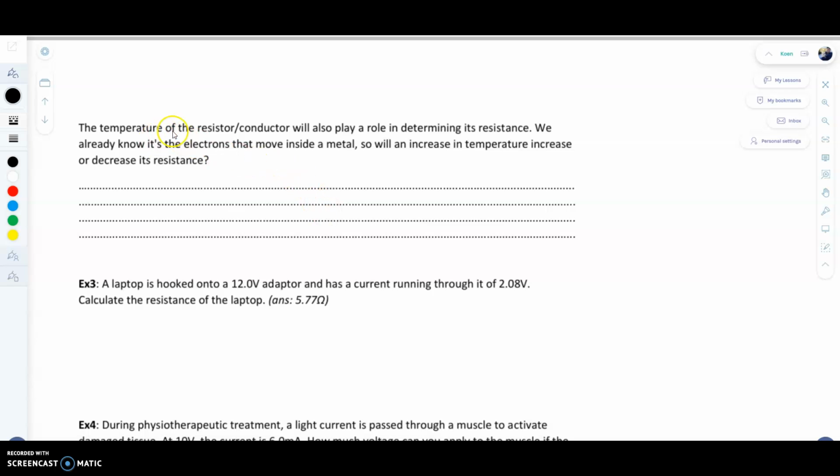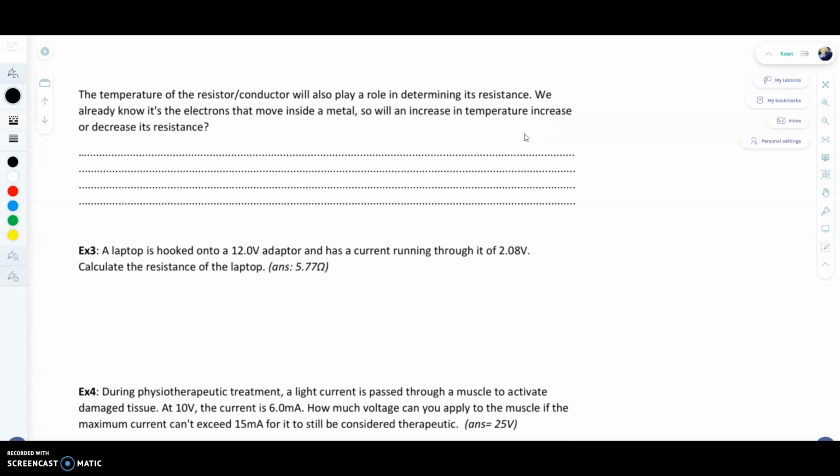Now, a second question I ask here: the temperature of a resistor or conductor will also play a role in determining its resistance. We already know that it's electrons that move inside of a metal, so will an increased temperature increase or decrease its resistance? Have a think about it. If it's electrons moving inside of your metal, the positive cores of your metal are going to be an obstruction to the electrons flowing by.